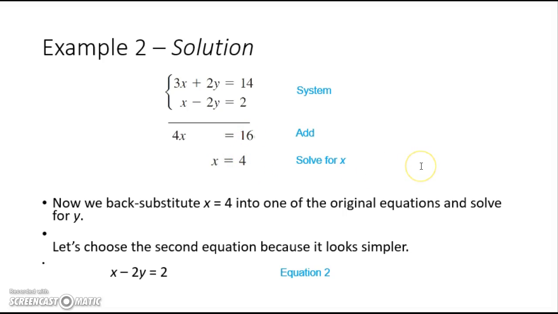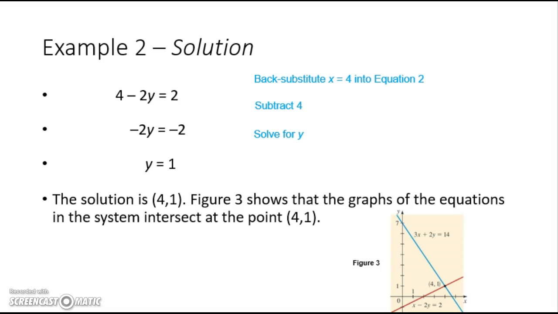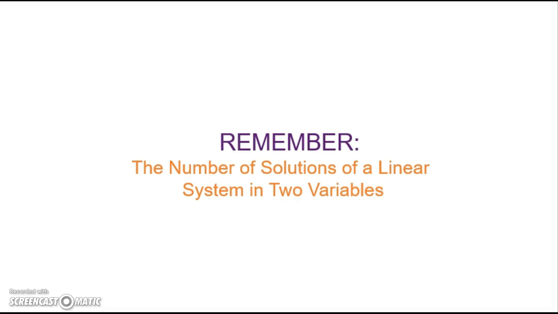So now we've found the solution for x, and we'll back substitute that value into one of the two equations that we're working with. We'll substitute it into x minus 2y equals 12. So if x equals 4, then 4 minus 2y equals 12, and therefore y equals 1. So the solution to this system is the point in the plane 4, 1. And you can see here's the graph of that. It is the intersection point of those two linear equations.